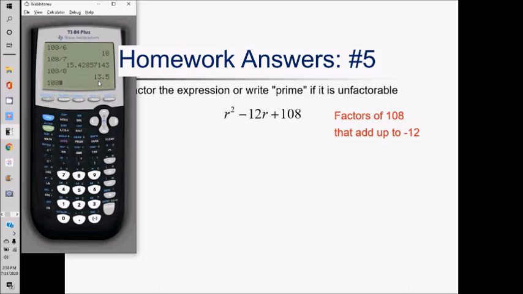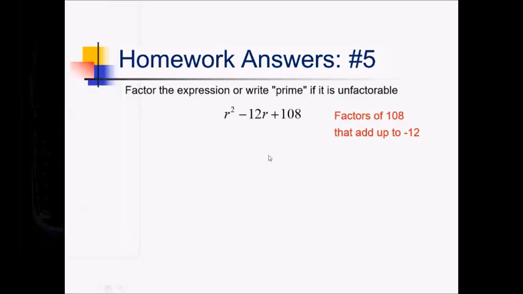I know 9's going to work because the digits add up to 9. So 9 and 12, that adds up to 21. Still no good. 10 doesn't go into 108. 11 does not go into 108. It goes into 110. And if we do 12, well, now we're back to where we started. 12 goes into 108 9 times, and we're just repeating the same factors that we already tried. So since none of the factorizations that are out there are going to work for this, that means this is unfactorable, so we write prime.